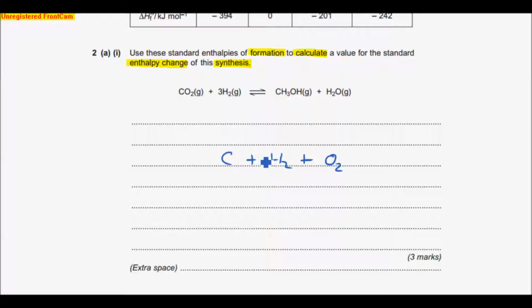Before we carry on, it's really important to note that we need 3 moles of hydrogen for the reaction to actually proceed, either the reaction to form the reactants or the reaction to form the products. And the direction we're interested in going in is from the reactants all the way to our products. And this is what we call a Hess cycle.